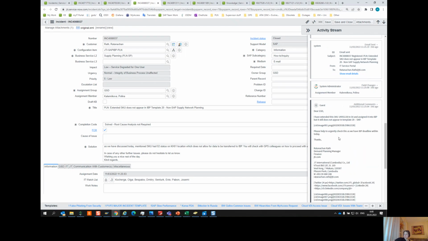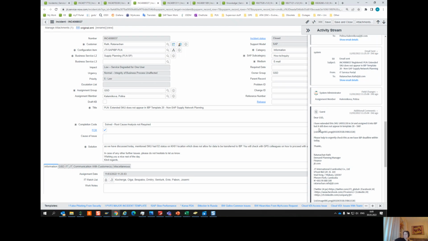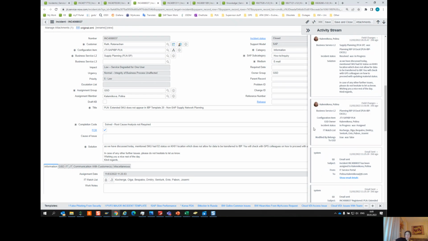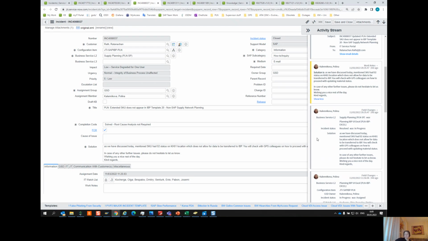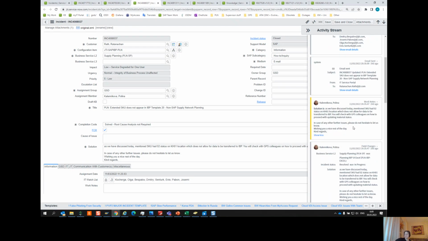Then again, the information kind. The user says that he extended some SKU in P40, which means maintaining the data for some new factory or just some factory, and made it available for planning, but the data was not uploaded to template 20. Well, still quite a regular type of issue, and this is the rare type of supply case which we actually could solve on the GSD side. So Polina did it.